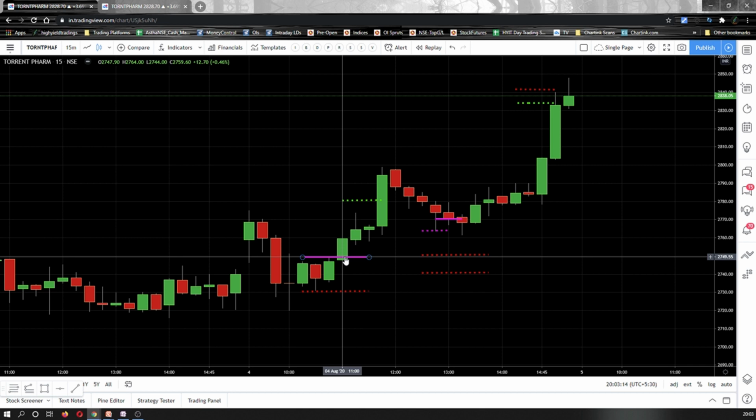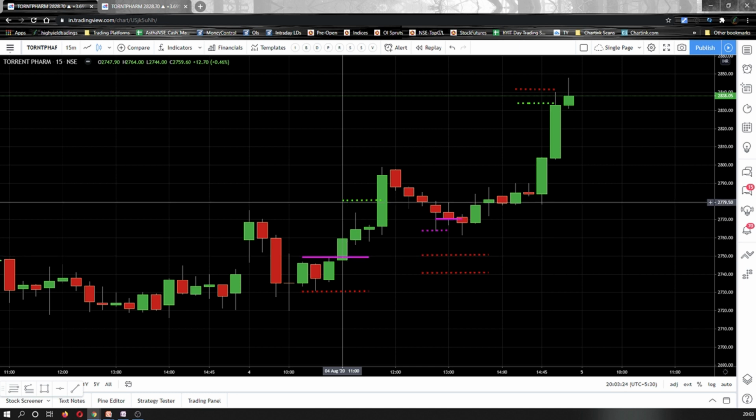So if I'm making a long entry at 2750, I expect to book my profit at somewhere around 2780 or 2775, which is at this point. Okay, so this target was met. So the technicals did work.